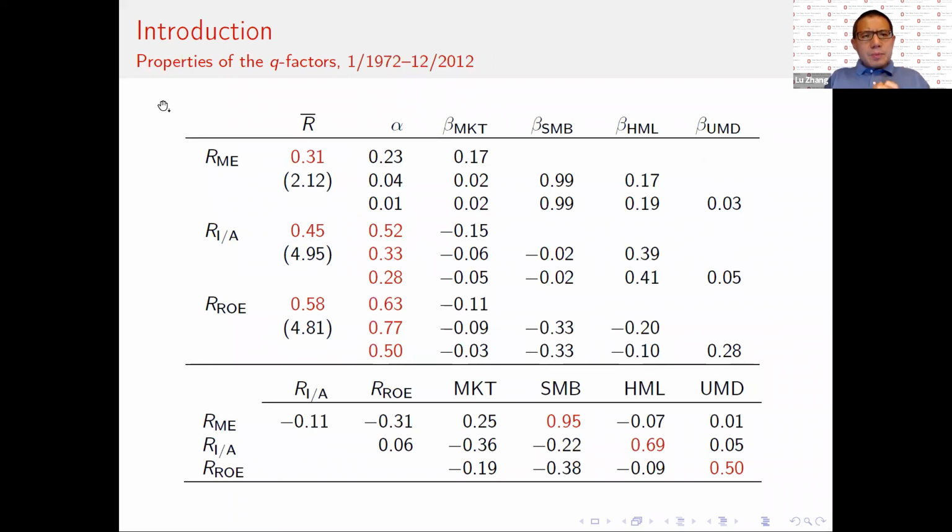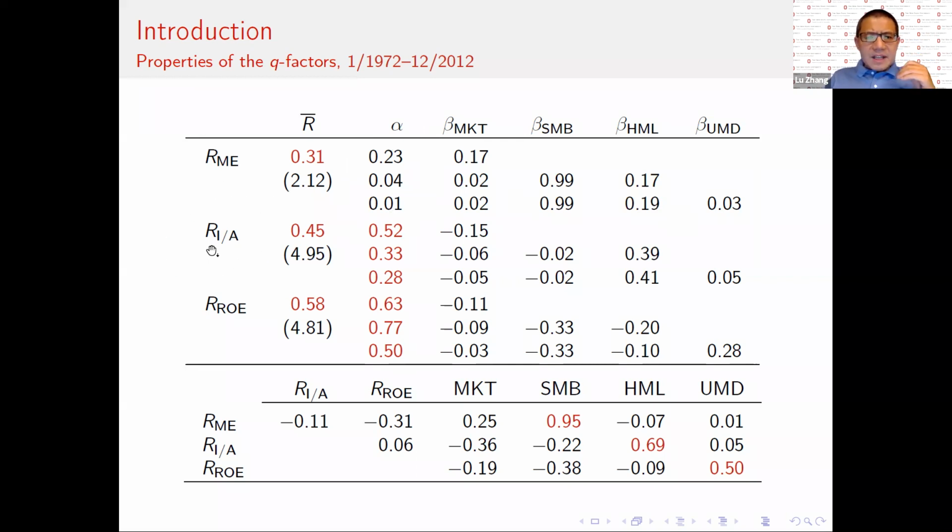So this table reports the basic properties of the Q factors. The original sample in the paper is from January 1972 to December 2012. The size factor has 31 basis points per month on average, and the t-value is a little bit above two. The CAPM alpha, Fama-French three-factor alpha, and the Carhart four-factor alpha for the size factor are all relatively small and insignificant.